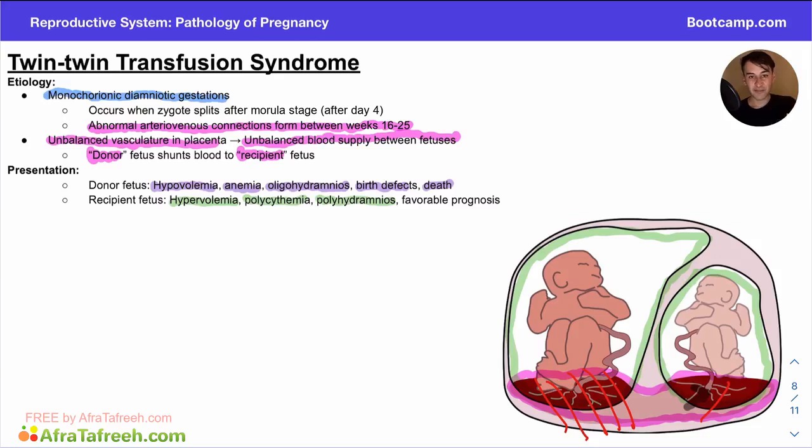And all of that fluid is going to present as increased cardiac output, so our kidneys are going to get a lot of blood supply, they're going to be making a lot of urine, and that's why they have polyhydramnios. They have all this extra amniotic fluid.